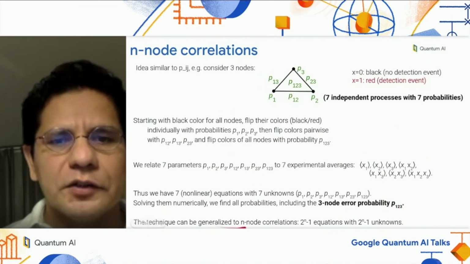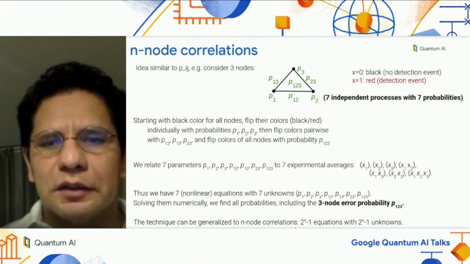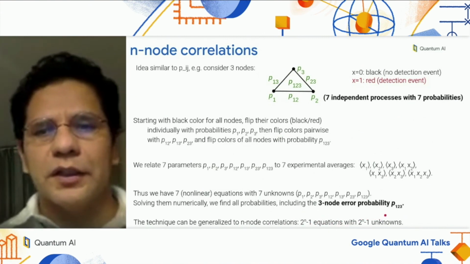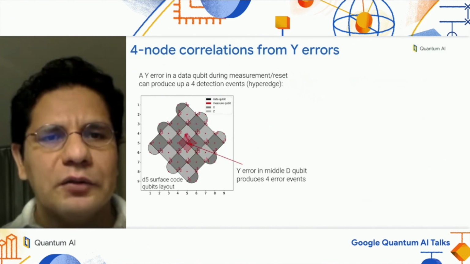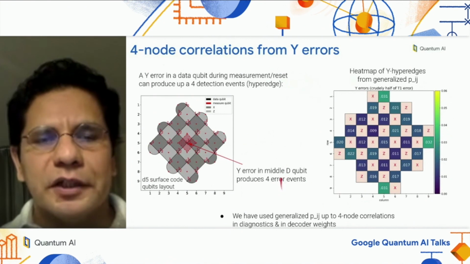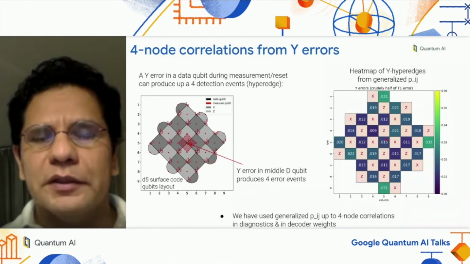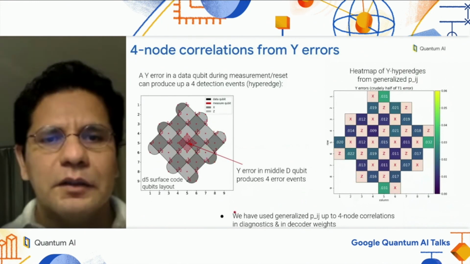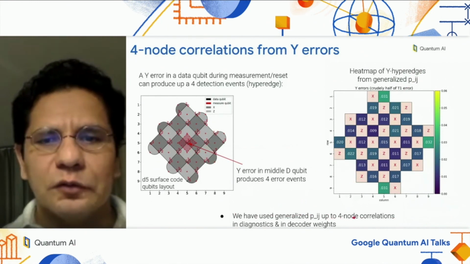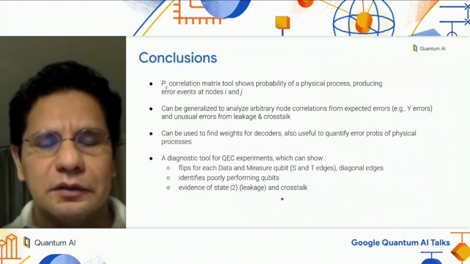The technique can be generalized to n-body correlations. In that case, we have 2^n - 1 equations with 2^n - 1 unknowns. During the surface code experiment, the data qubits can suffer from Y errors. For example, in this middle data qubit, a Y idle error will produce 4 detection events, this 4-body cluster. And using this generalized PIJ technique, we can find the probability for this 4-body cluster, which in this case is 1.5 × 10^-2 for the middle data qubit. And similarly, we can find the probabilities for these Y hyperedges or clusters. We have used this generalized PIJ up to 4 node correlations in diagnostics and in decoder weights.